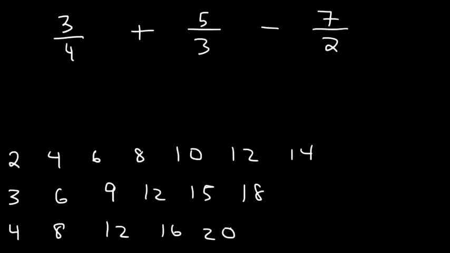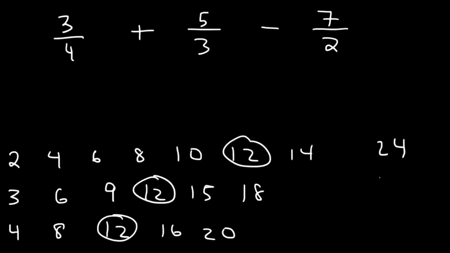What is the least common multiple? We're looking for a multiple that is common to all 3 numbers, but it's the lowest. The least common multiple is 12. 12 is common to 2, 3, and 4, and it's the lowest of such numbers. Now granted, 24 is also a common multiple, and if you use 24, you can get the right answer. You just got to simplify it at the end.